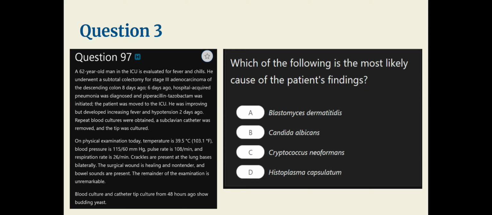On physical exam today, the temperature was 103.1 degrees Fahrenheit, blood pressure was 115/60, the pulse rate was 108 beats per minute, and respiration was 26 per minute. Crackles are present at the lung bases bilaterally, the surgical wound is non-tender, and bowel sounds are present. The remainder of the examination is unremarkable. Blood culture and catheter tip culture are growing at 48 hours and showing budding yeast. Which of the following is the most likely cause of the patient's findings? Blastomyces dermatitidis, Candida albicans, Cryptococcus neoformans, or Histoplasma capsulatum.